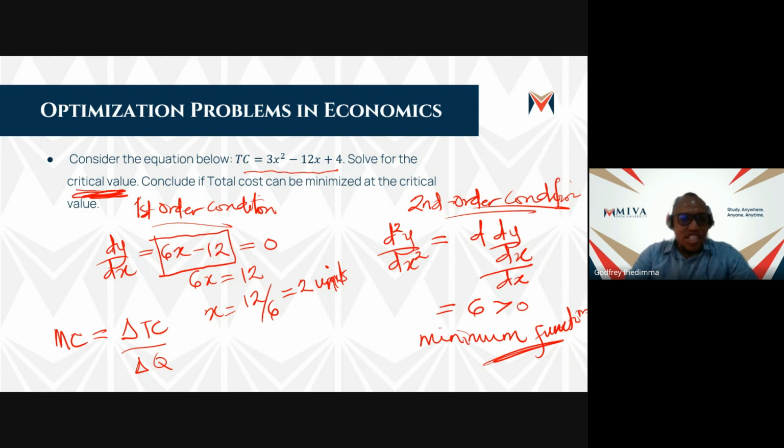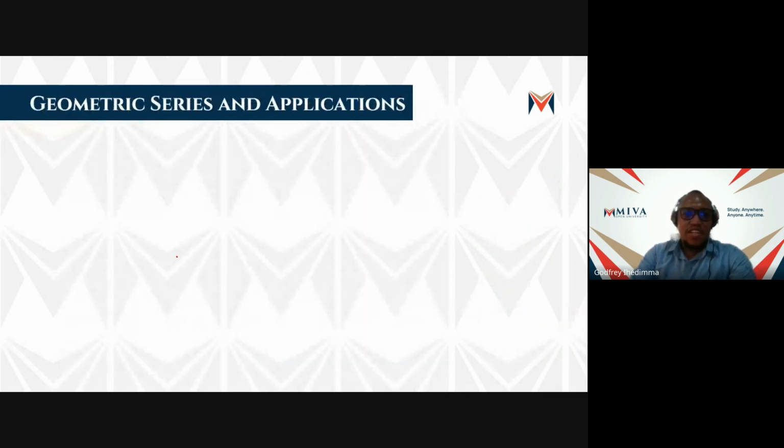So if you differentiate total cost with respect to quantity, what you have gotten is what? Marginal cost. So you can now see that MC is the same thing as dy/dx. So it makes sense why we apply calculus in economics. So we can move on to something else.